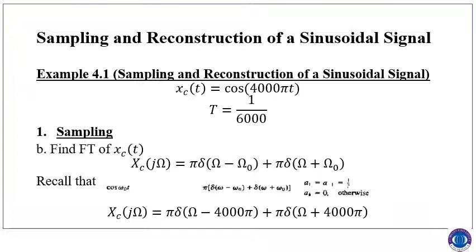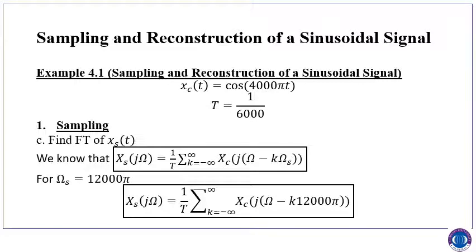So there are two Fourier series coefficients, one on the left side and one on the right side, and we know that the value of omega naught here is 4000 pi. In the last equation you can see that we have substituted the value of omega naught. So one impulse will appear at 4000 pi with an area of pi, and the other impulse will appear at minus 4000 pi with an area of pi. Let's have a look at the spectrum of the cos signal in the next slide.